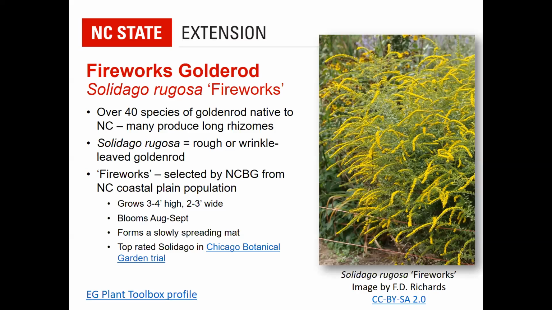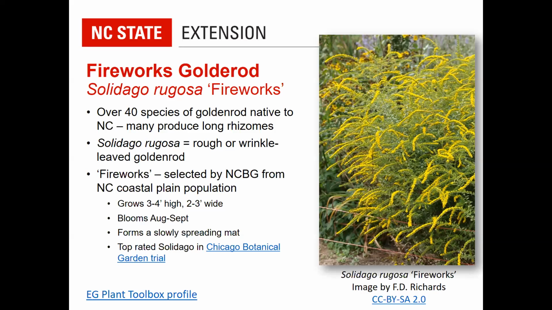And this variety, fireworks, was selected by the North Carolina Botanical Garden. It was found in a population near Wilson, North Carolina, and was introduced by Niche Gardens into the trade. And it is really a great plant for the landscape, because it stays a little smaller. It only gets to be about 3 to 4 feet high, and it is a slow spreader.